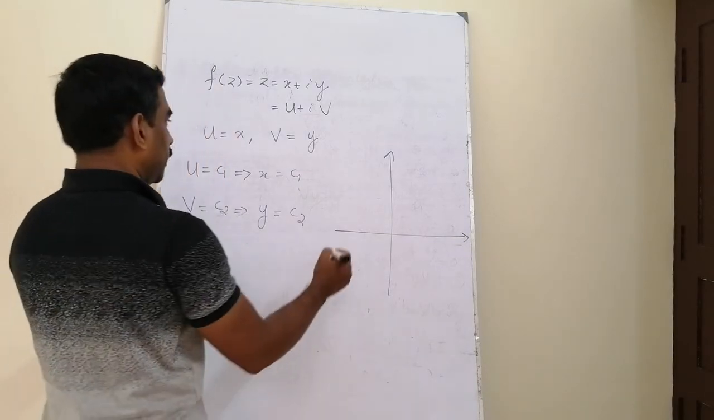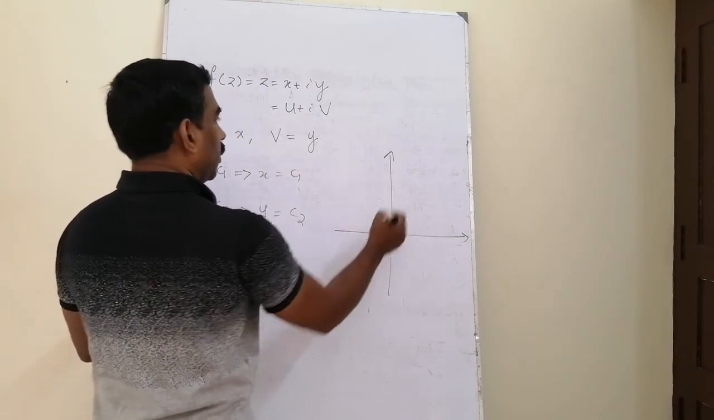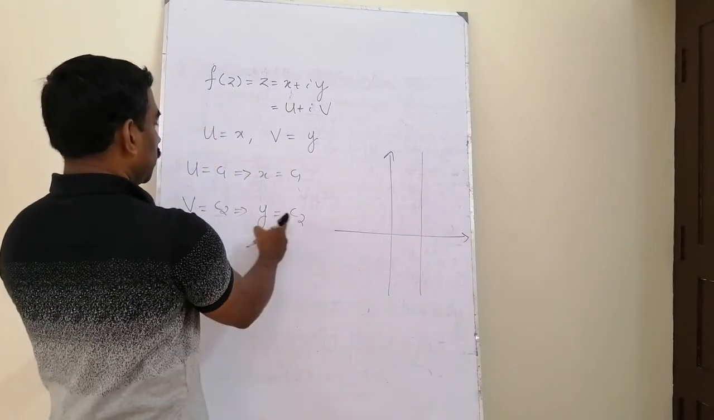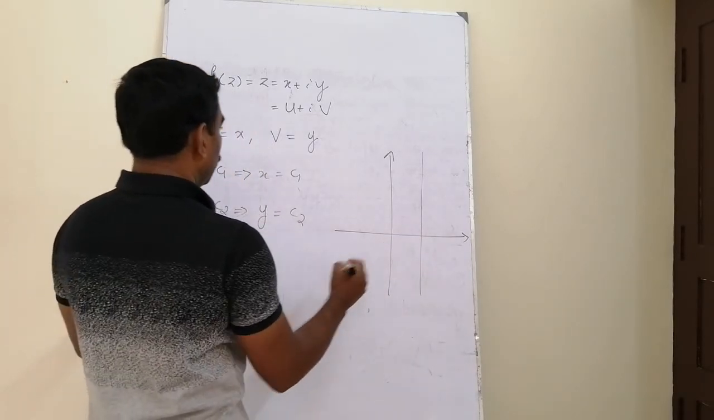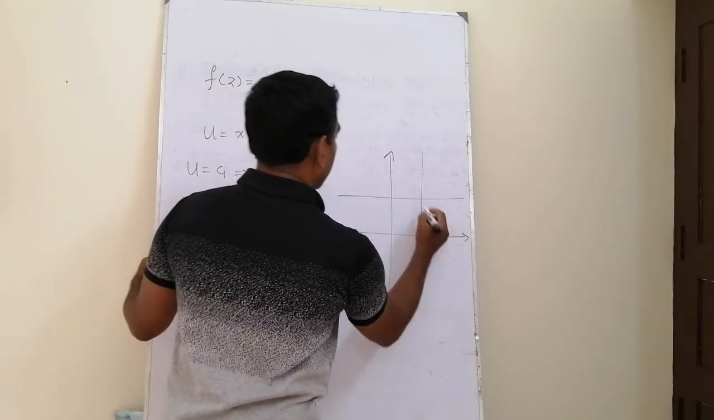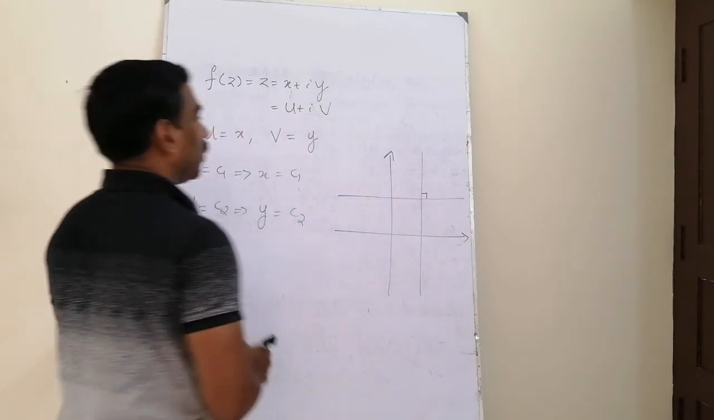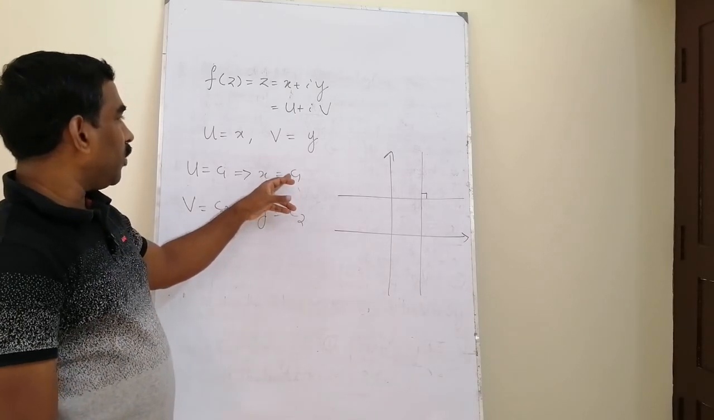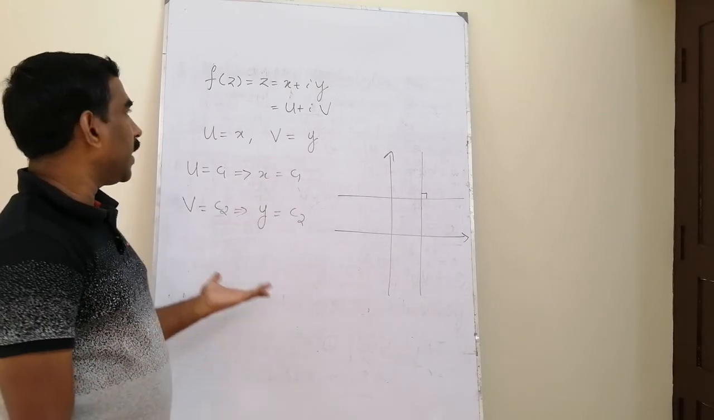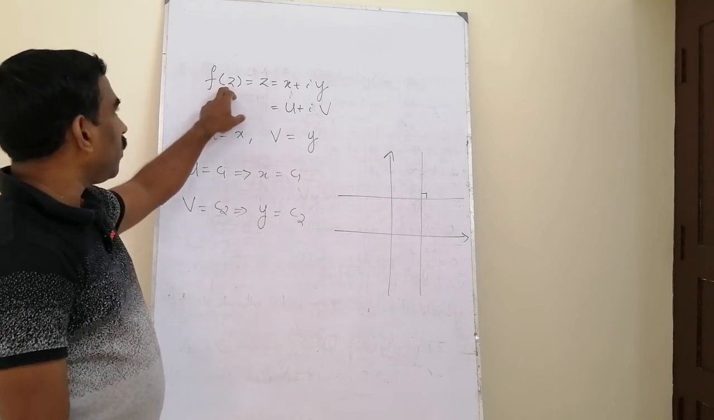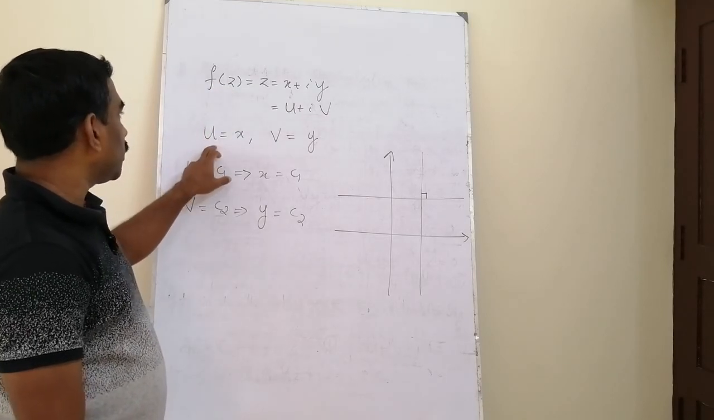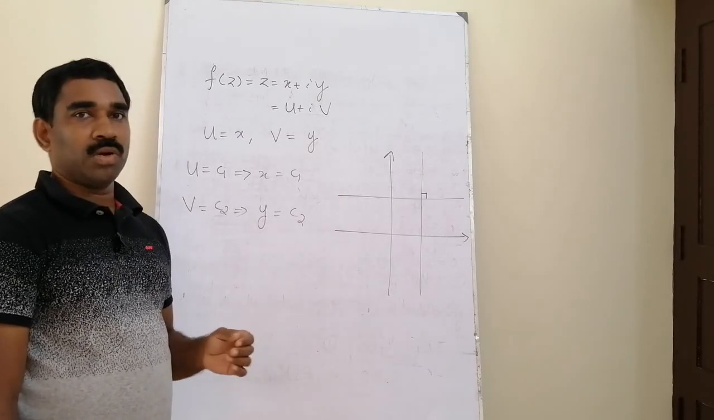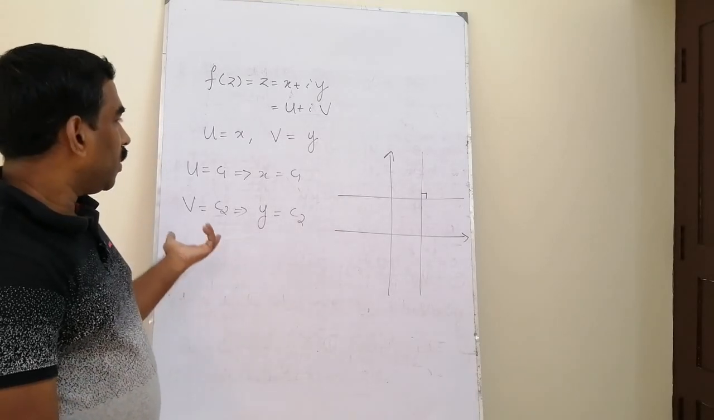For example, x equal to c1 means x equal to 1, then we have a vertical line, and if c2 is 1, then y is equal to 1, another line. So these lines are cutting orthogonally. This is true for any values of the parameters c1 and c2, so that is a generalized result. If f is an analytic function, the families of curves u equal to a constant and v equal to a constant cut orthogonally. That is a very important property.